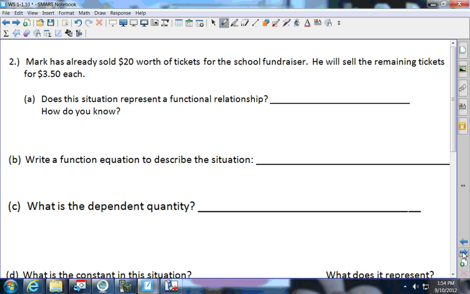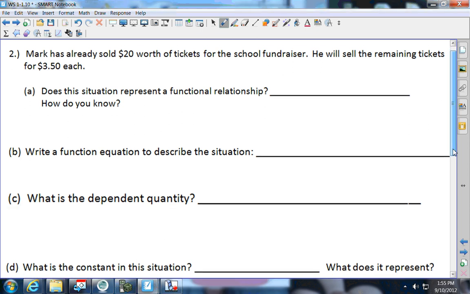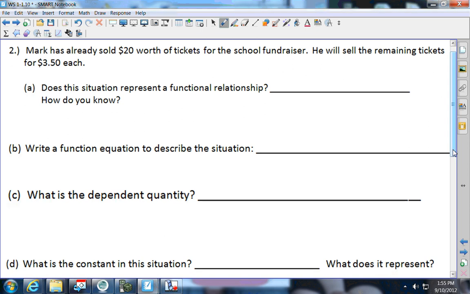On the next one, let's see if I can move this up. So pause the video and see if you can answer these questions. Mark has already sold $20 worth of tickets for the school fundraiser. He will sell the remaining tickets for $3.50 each. Does this situation represent a functional relationship? To be a function, the X numbers cannot repeat.